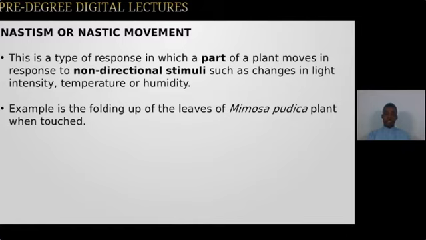Next, we consider nastic movement or nastism. This is a type of response in which only part of a plant moves in response to, this time around, non-directional stimuli, such as changes in light intensity, temperature, or humidity. An example is the mimosa plant, a plant that folds when you touch it. If you've ever experienced it, you see that it's not the entire leaf of the plant that will fold. It's only the part that has been touched.